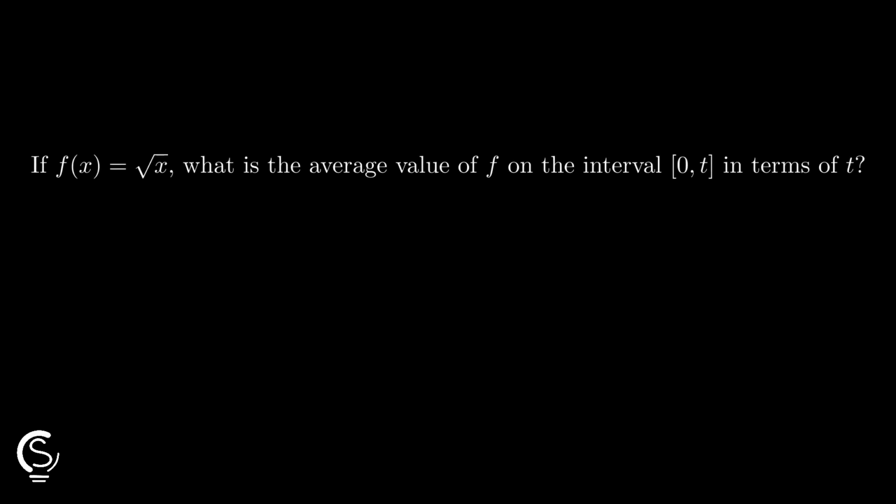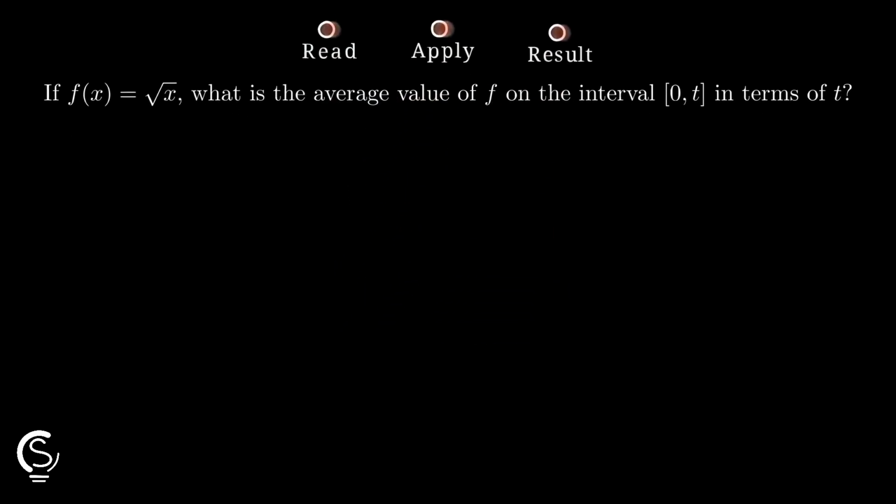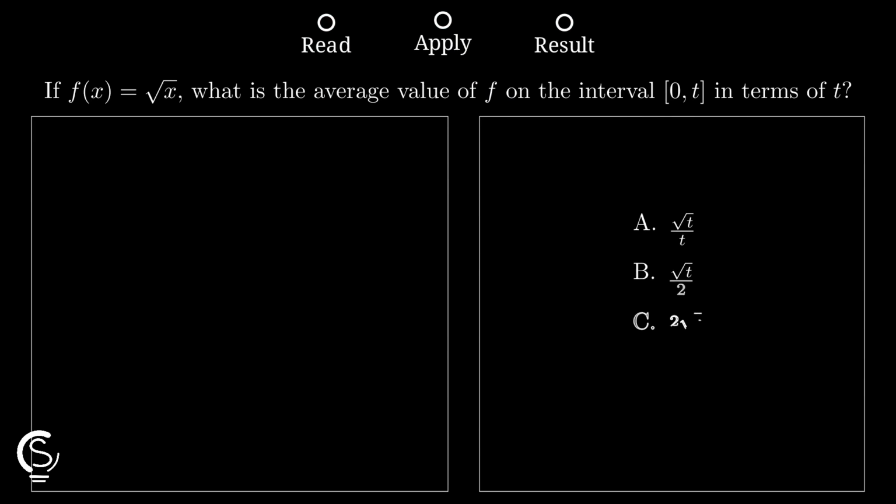Let's go! Finding the average value of a square root function on an interval is simple if you follow these quick steps to get the right answer. Start by setting up the average value formula, which is 1 over the interval length times the integral from 0 to t of the square root of x with respect to x.